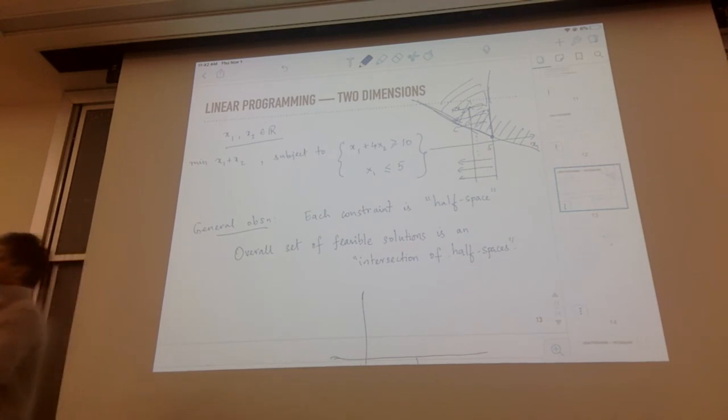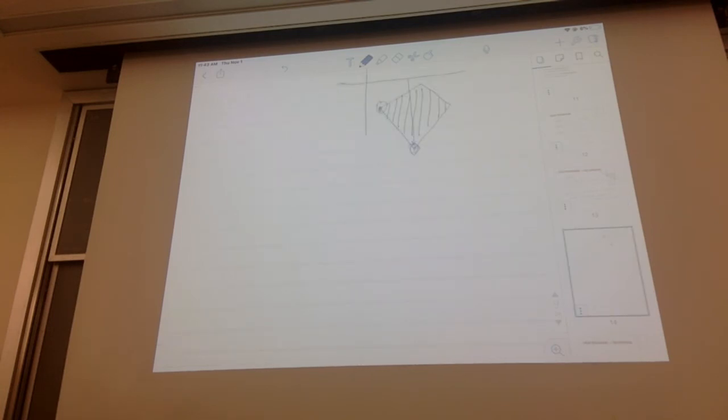Okay, so let's see how you do this in a more systematic way. What does it mean that you want to minimize x1 plus x2? Geometrically, let's try a different approach. Let's see what x1 plus x2 equals 0 looks like. What do these curves look like? Like x1 plus x2 equals 1. These are called level sets. We think of them as contour diagrams, something like this.